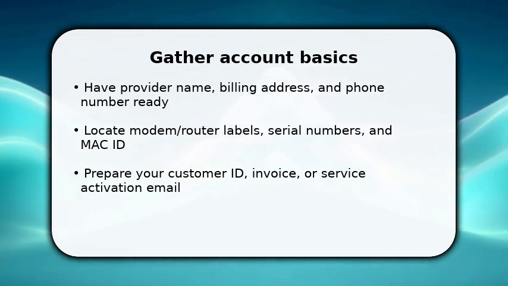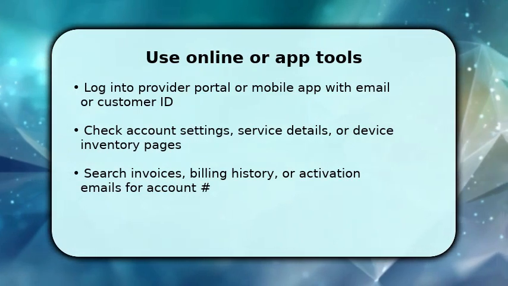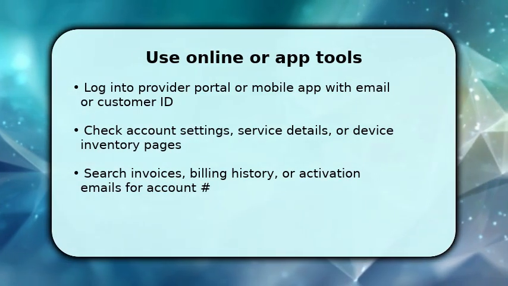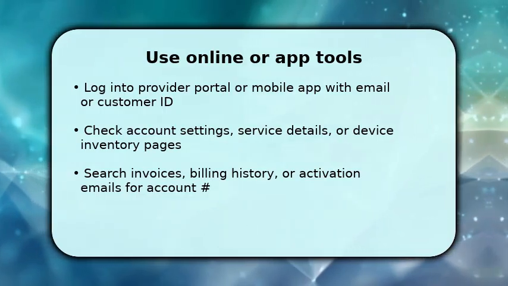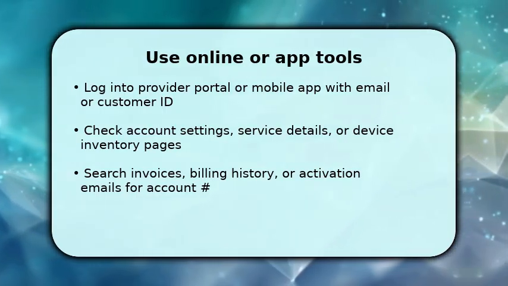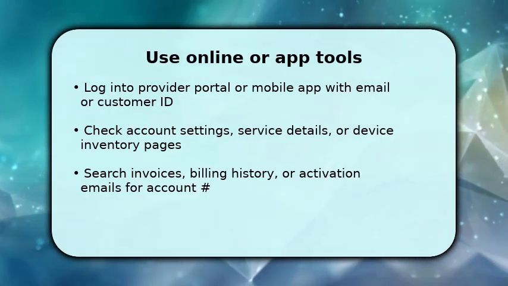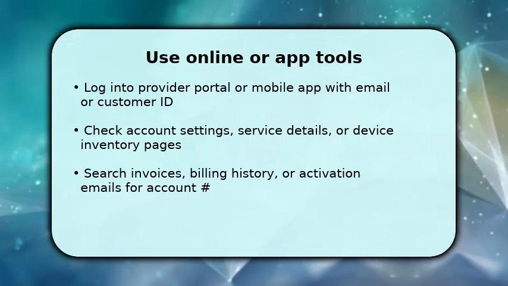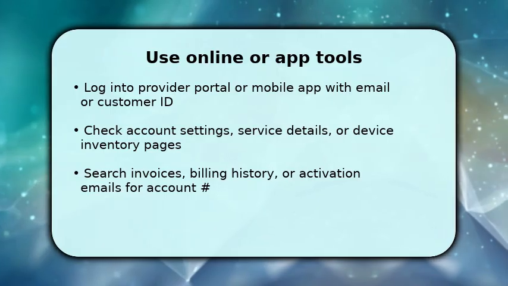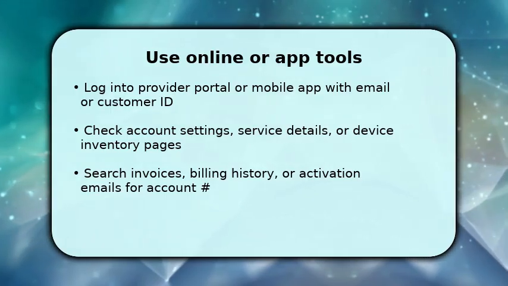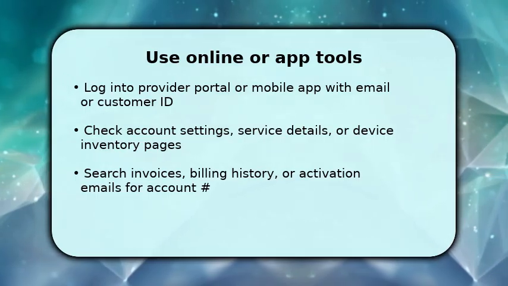Now, log into the provider portal or mobile app using your email, phone, or customer ID. Once inside, navigate to account settings or service details. Those pages usually display the account number or customer reference. If not visible, open billing or invoices and inspect the top of any statement for a numeric ID. You can also view registered devices or installation records. Device serials frequently connect to the account number and give you a cross-reference.